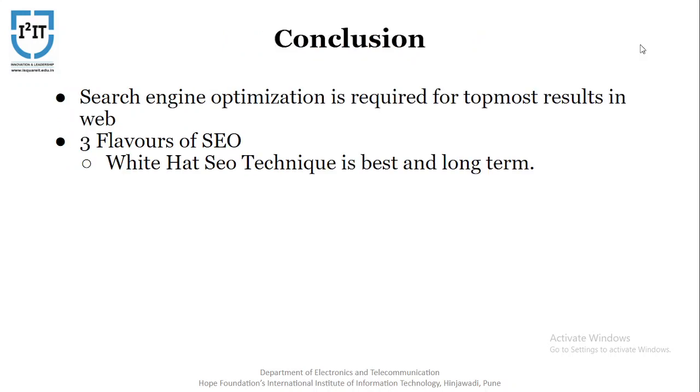Then comes the conclusion. Search engine is really a useful tool in the present era of web. There are many search engines available in the market, but the most popular search engine is Google. So for getting topmost results in web, we have to use search engine optimization techniques. Both on-page and off-page search engine optimization techniques are important for better search results. In the three flavors of SEO, white hat SEO technique is the best and long-term as well.